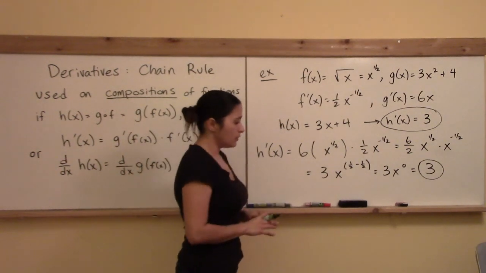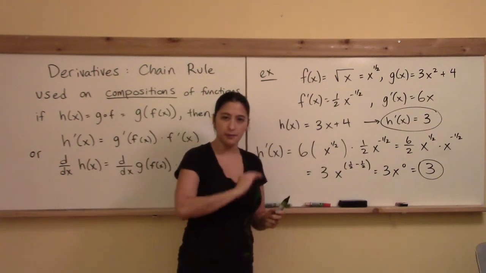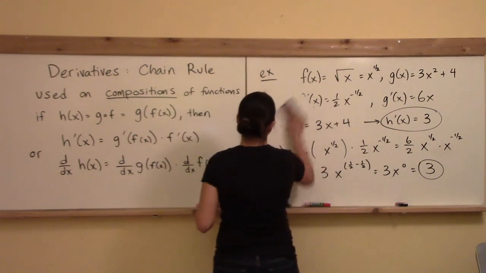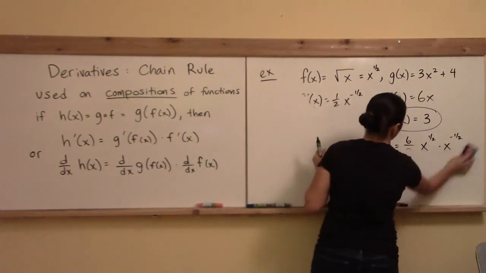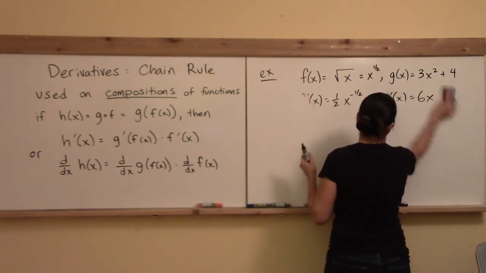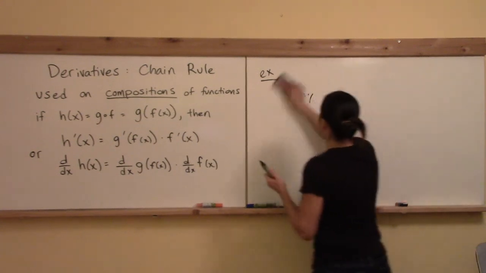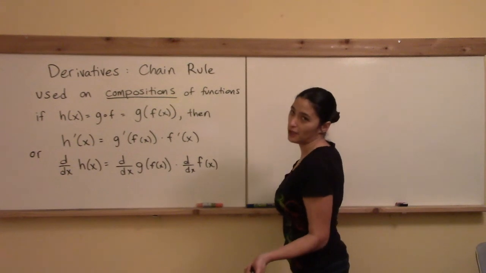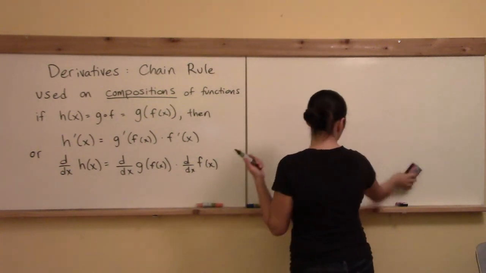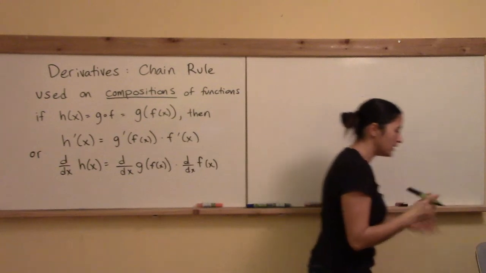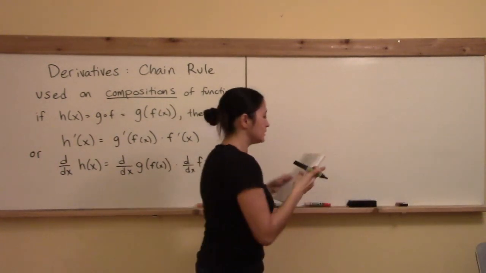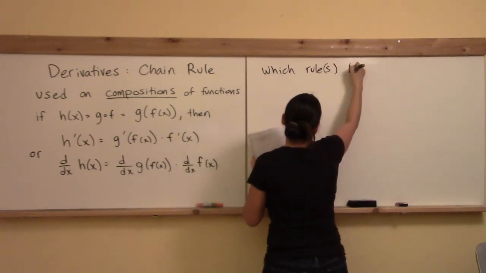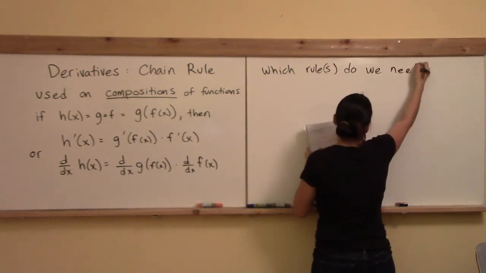Okay? So hopefully you understand all this, and next I'm going to put up a comparison of a couple different types of functions, and we'll talk about which types of rules we need for each type of function. So by now you should know pretty much all the derivative rules, because this is the last one that we learned. So by now you should know the power rule, of course the sum, difference, and constant multiple rules, and you also know the product rule, the quotient rule, and now finally the chain rule. Okay, so let's ask ourselves the question, which rule or rules do we need for these functions?